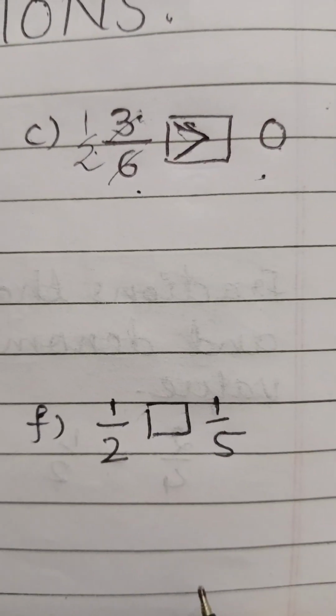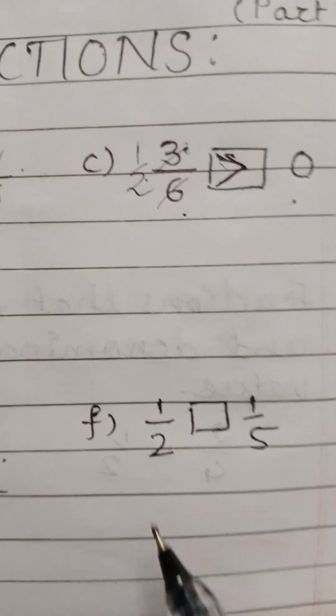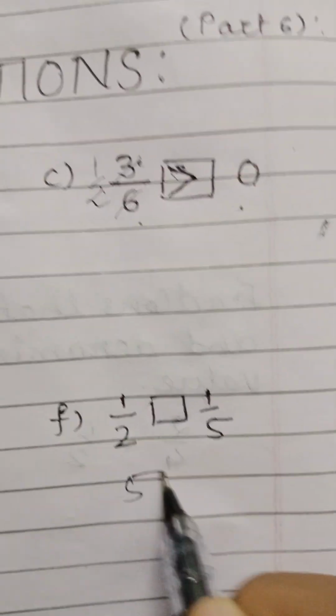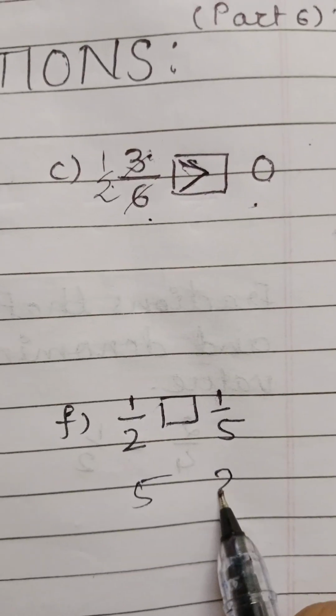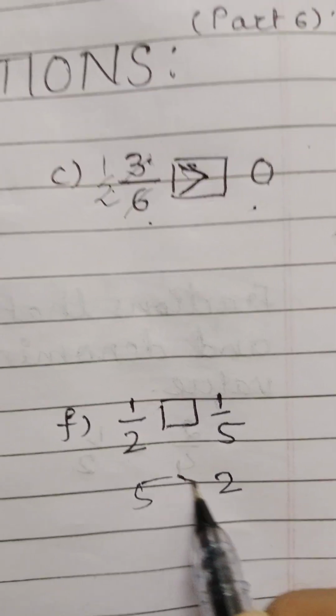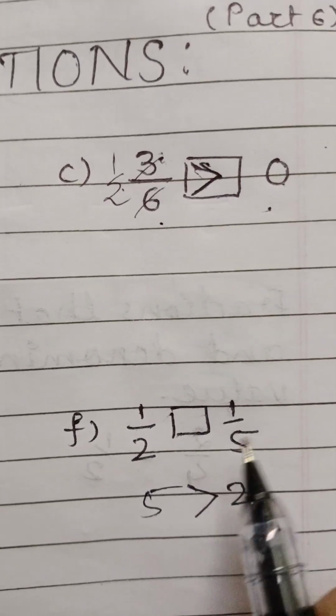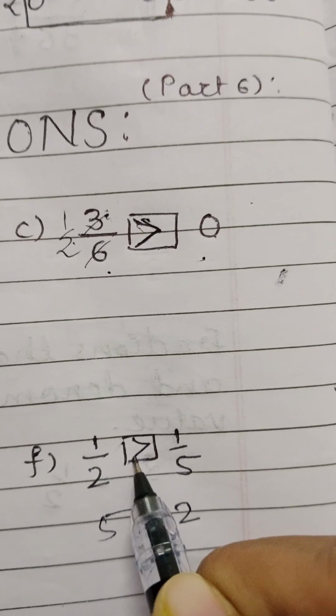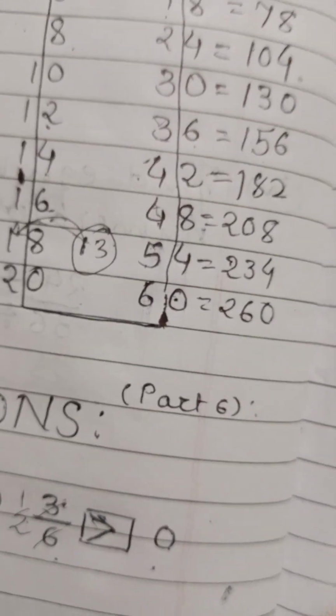Let's have a look at this. 1 upon 2 and 1 upon 5. So again we will do cross multiplication. This side is going to be 5, this side is going to be 2. So this portion is greater, 1/2 is greater than 1 upon 5.